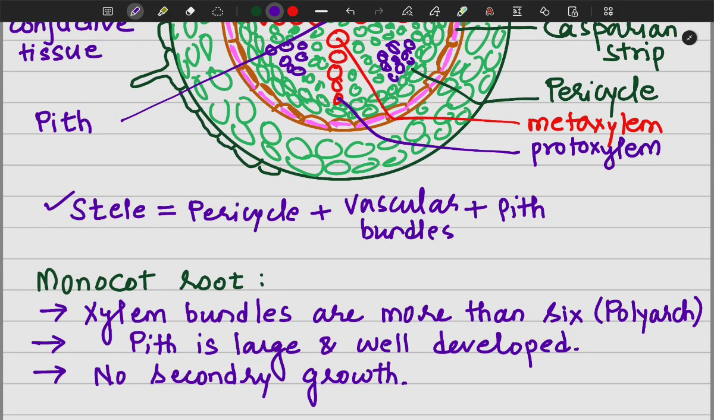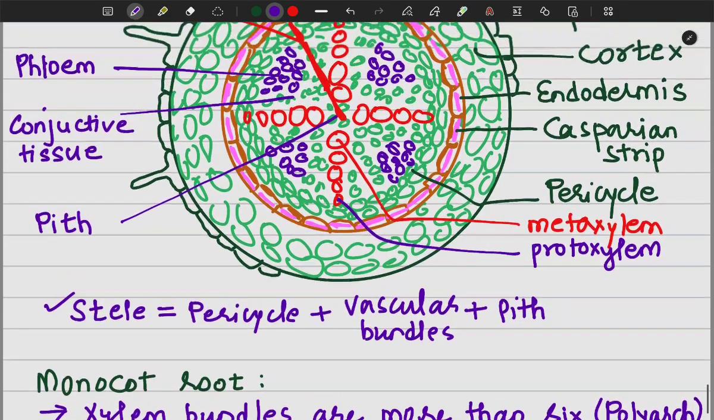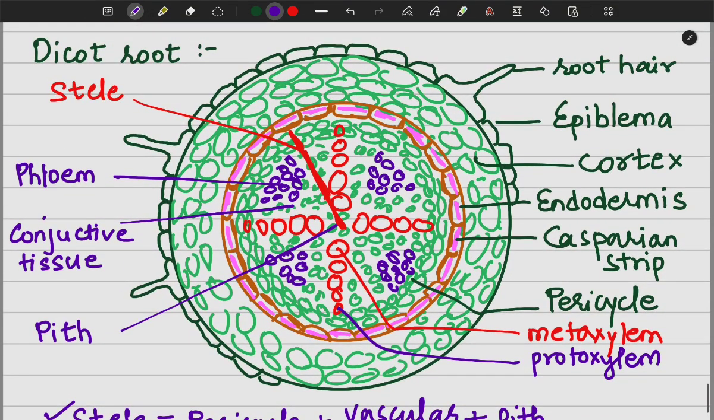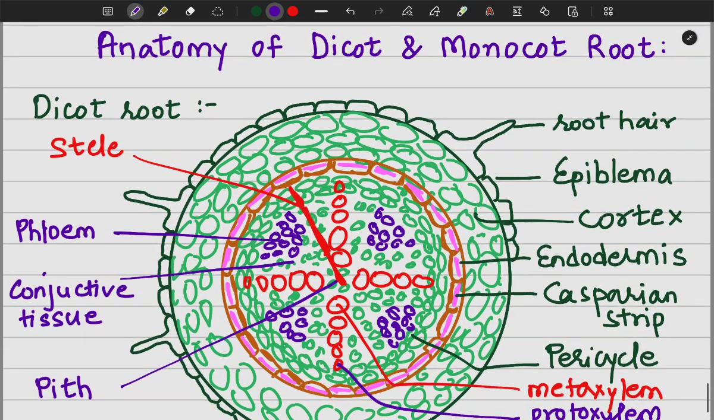So I hope the anatomy of monocot root as well as dicot root will be clear to you. So all these layers from the epidermis to the pith, that is epidermis, cortex, endodermis, pericycle, vascular bundles and pith, these all will be similar in monocot and dicot root except the number of vascular bundles and how well the pith is developed. Alright, so this completes the anatomy of dicot and monocot root.